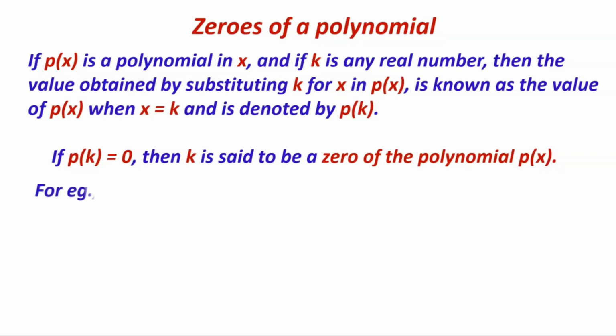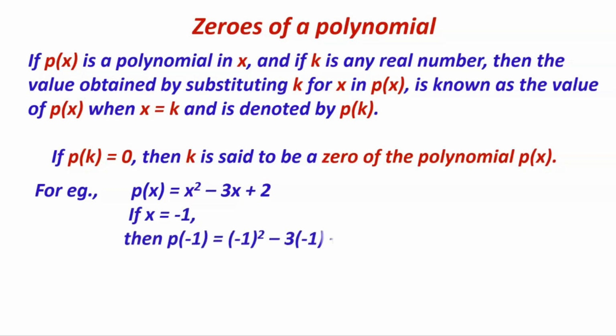For example, I'll check here. In the polynomial p(x) equals x square minus 3x plus 2, this is a quadratic polynomial. In this polynomial, for example, if x is equal to minus 1, wherever x is there we substitute minus 1, we get p of minus 1, which is minus 1 square, in the place of x I am substituting minus 1, minus 3 into minus 1, plus 2. The whole value becomes 0.